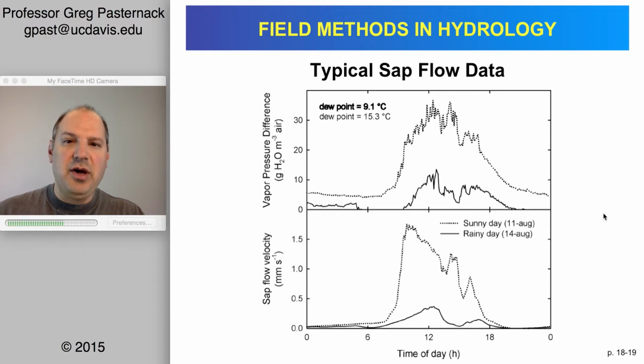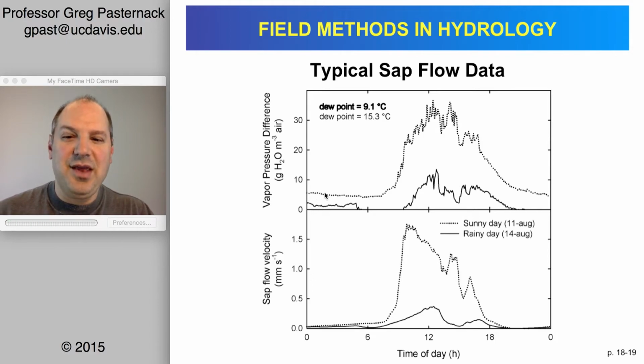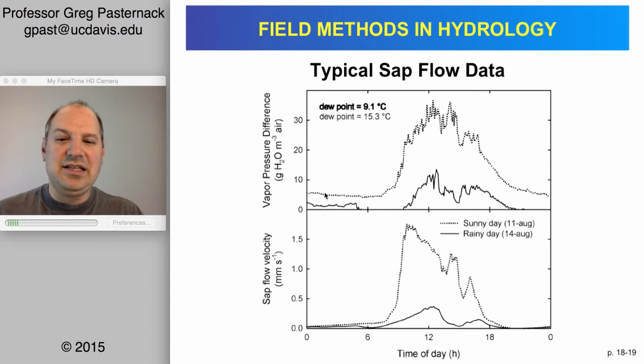Here's a plot showing some typical data from transpiration measurement by sap flow. On the x-axis is time from midnight one day to midnight the next day. At the top is the vapor pressure gradient, and this is shown for a sunny day with the dotted line and the rainy day with the solid line. Of course, on a sunny day, you're going to have a vapor pressure difference even at nighttime. There's a lot of heat that's carried over.